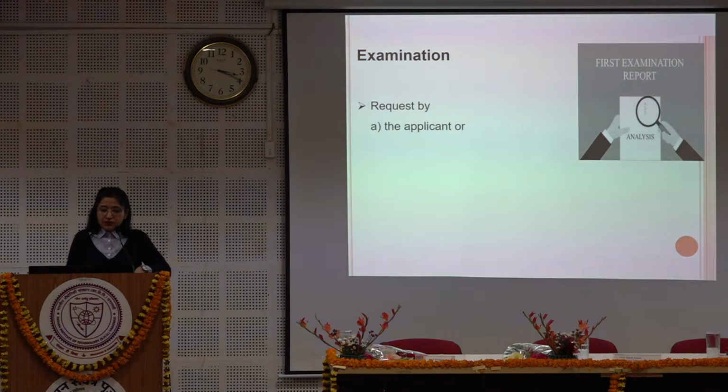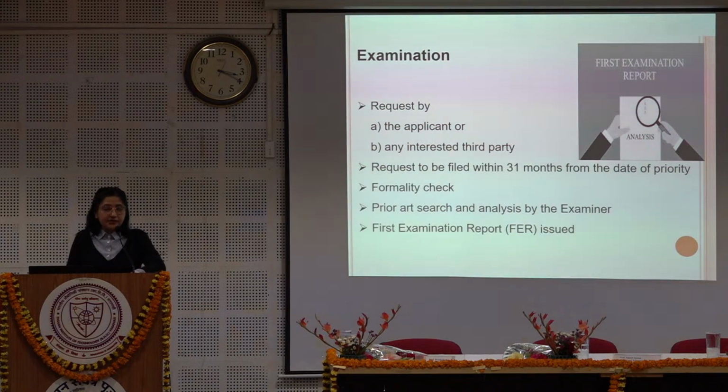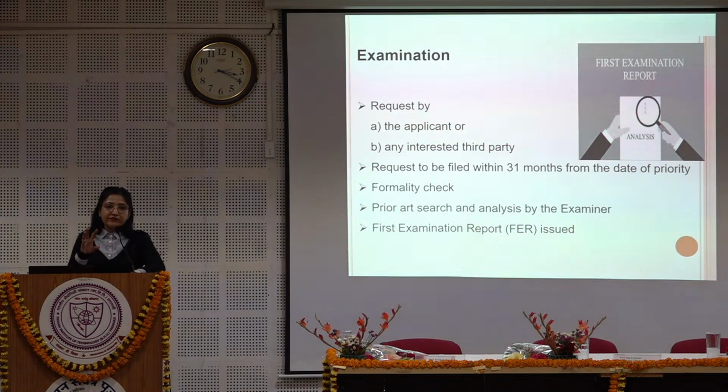So, examination. As I told you, the request for examination is submitted by the applicant or any interested party, and it is filed within 31 months from the date of filing. There is a formality check, prior art research, and everything is analyzed by the examiner. They will give you documentation through D1, D2, D3, saying these are all the prior arts which are already there, and you need to tell them, on the basis of your novelty factor and inventiveness, how your invention is not falling under prior art.